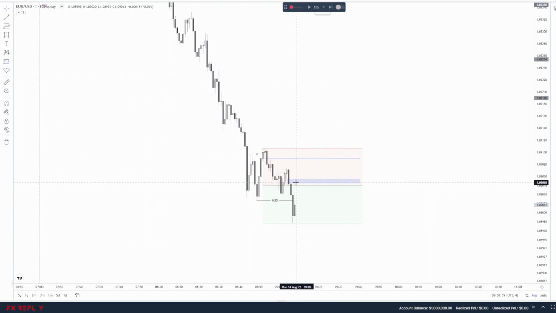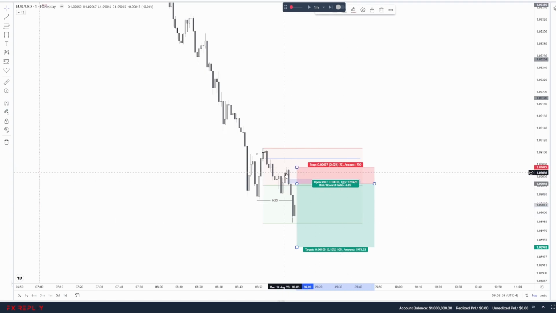So our order is going to be set right here on the open of the FVG. I will be covering the candle just before that. So this is going to be candle number 1. The candle that actually has the FVG within it is going to be candle number 2. And then the candle after that is going to be candle number 3.